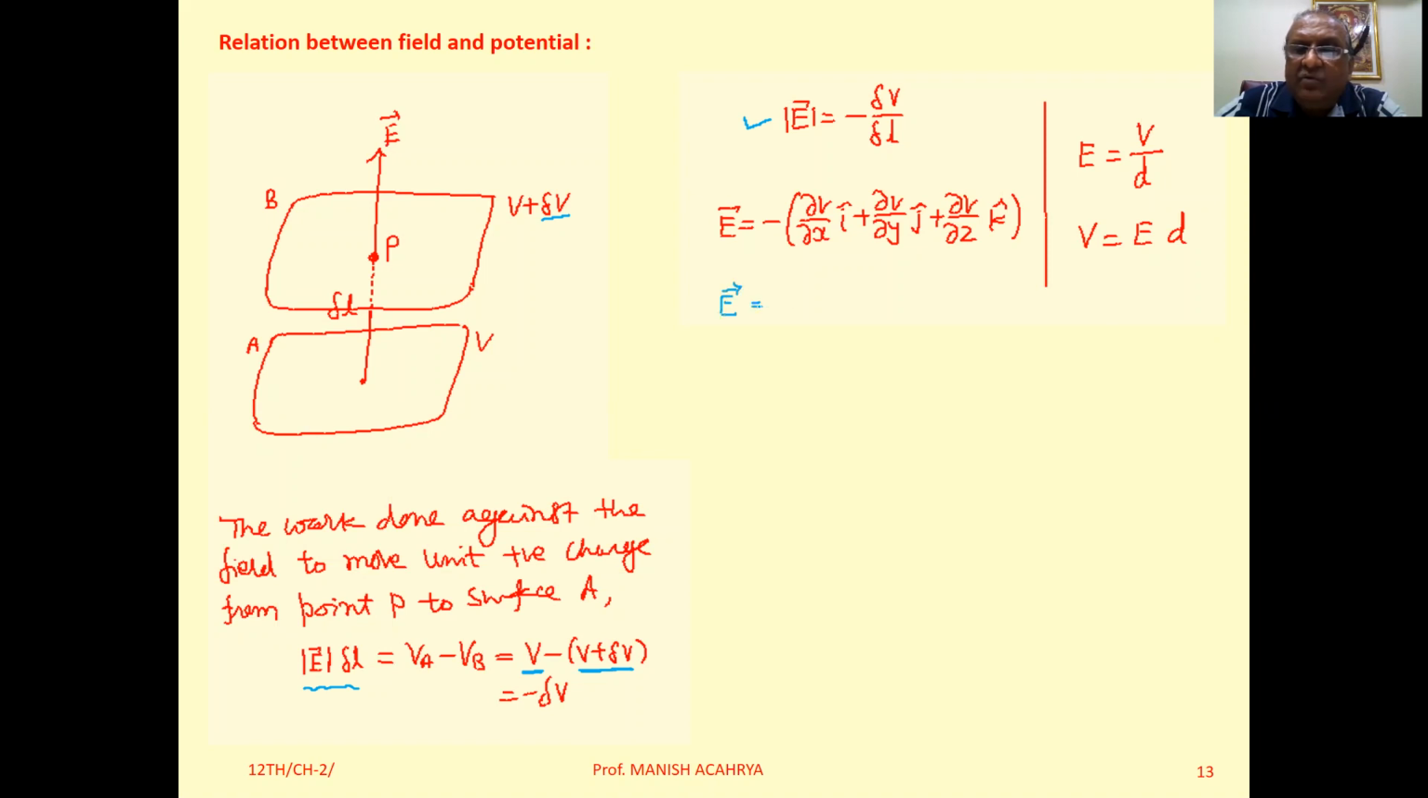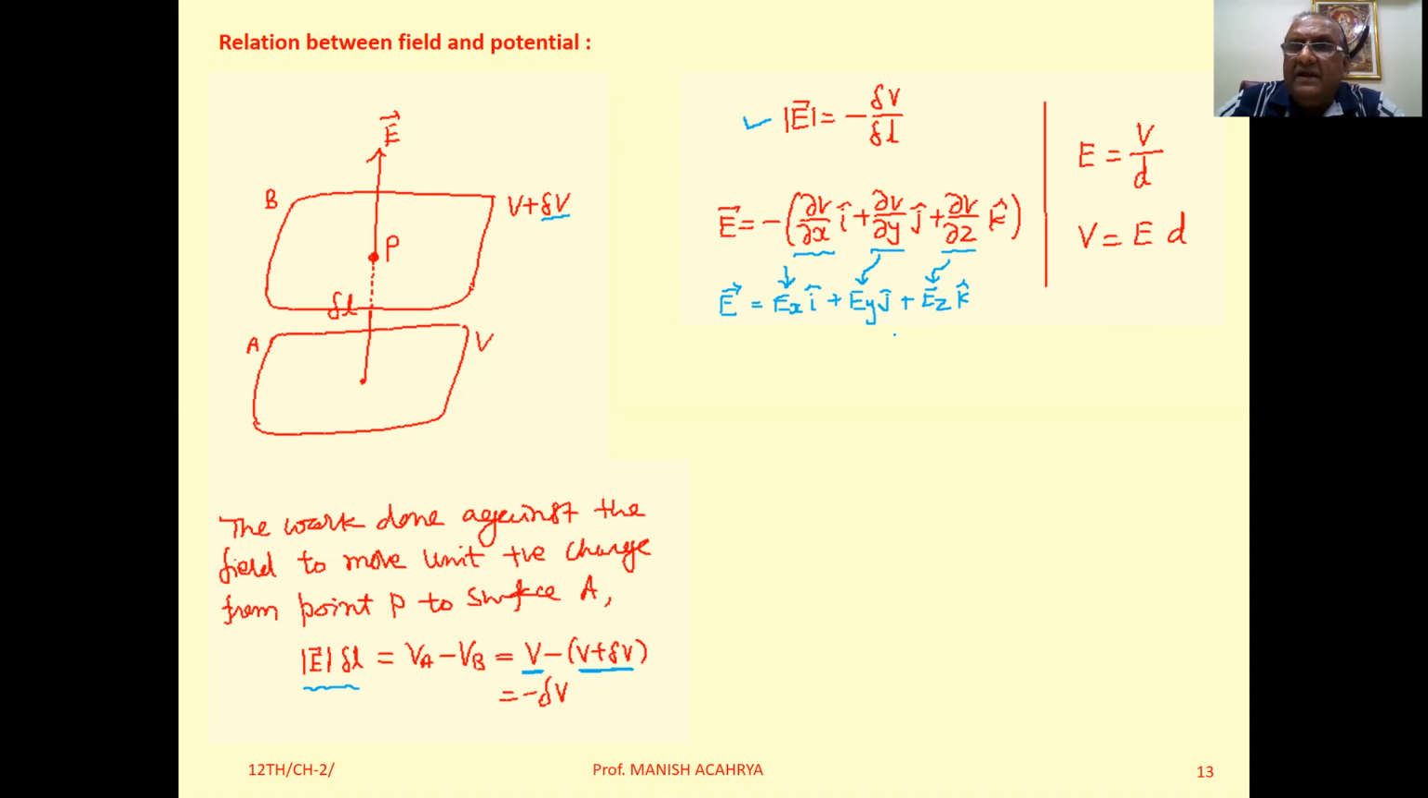Electric field E is equal to Ex i caret plus Ey j caret plus Ez k caret. So if we compare these two equations, then we can say the negative of the differentiation of potential with respect to x will give you the x component of electric field. Then the negative of the differentiation of potential with respect to y will give you the y component of electric field. And the negative of the differentiation of electric potential with respect to z will give you the z component of electric field.